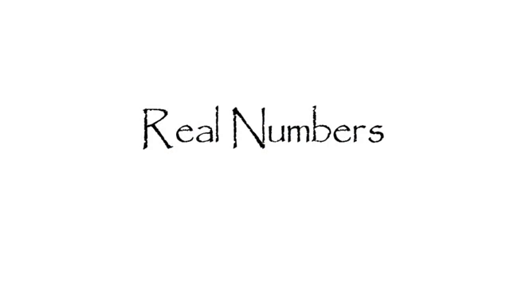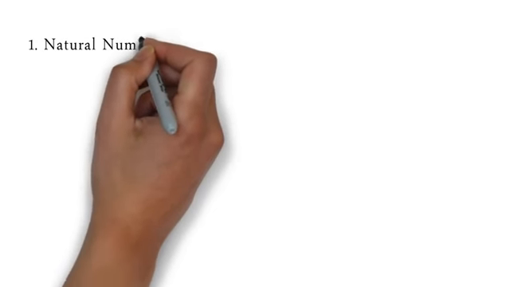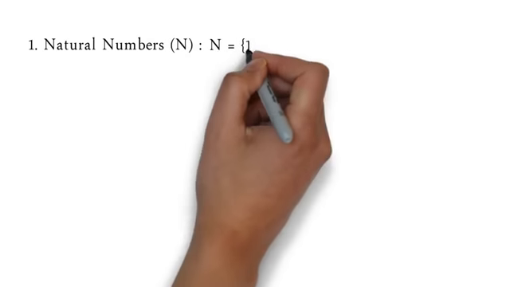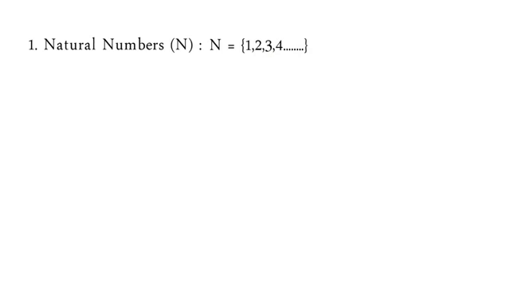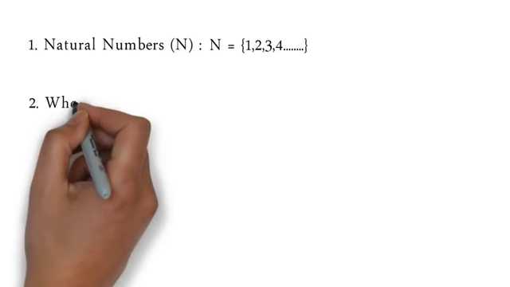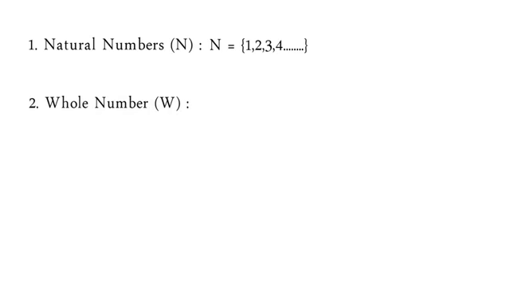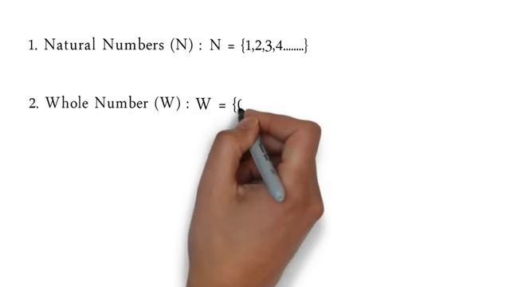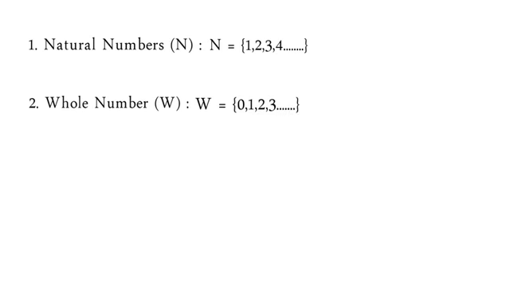Real numbers. Before starting with our actual topic, let us understand the basics first. First, natural numbers, denoted by N. Here, N is equal to 1, 2, 3, 4 and so on. Second, whole numbers, denoted by W. Here, W is equal to 0, 1, 2, 3 and so on.